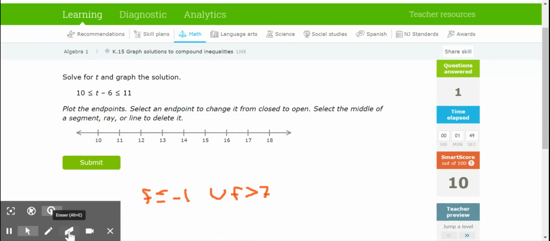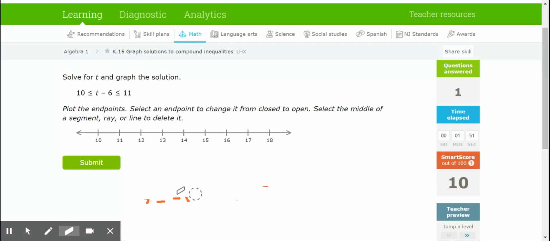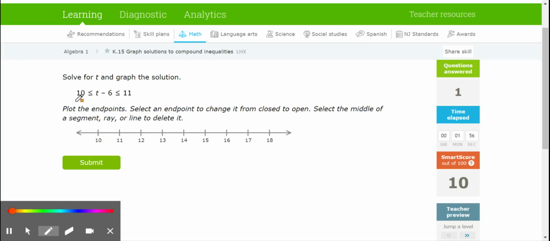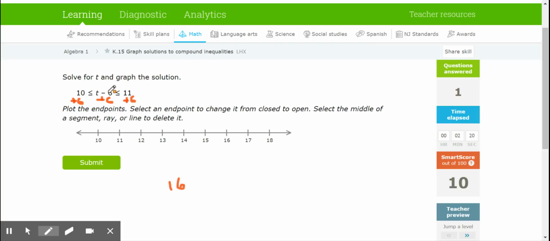Okay. Let's go erase this. And now this is an implied and. It is all connected. It is a conjunction. It is connected. Okay, so what I'm going to do, rather than break this up, since there's not too much going on in this inequality, I'm just going to add 6 to each and every section of the inequality. Okay, now here, 10 plus 6 is going to give me 16. Okay, that's going to cancel.